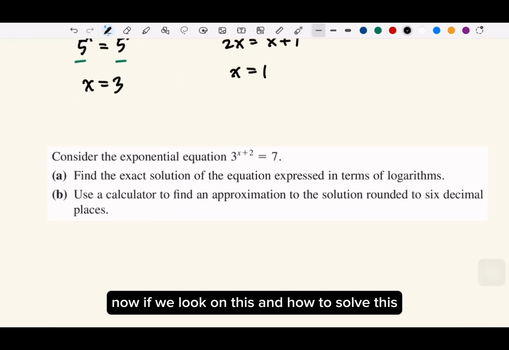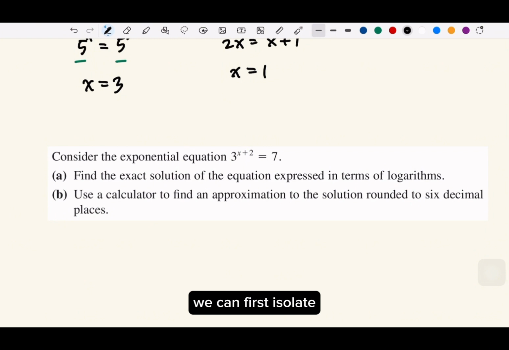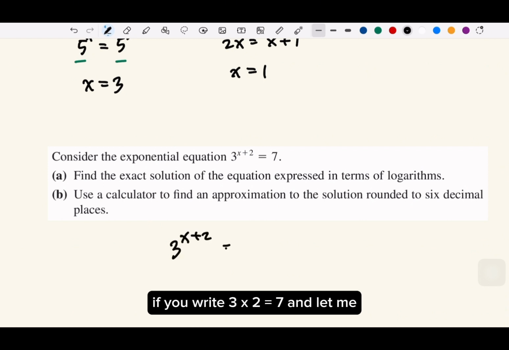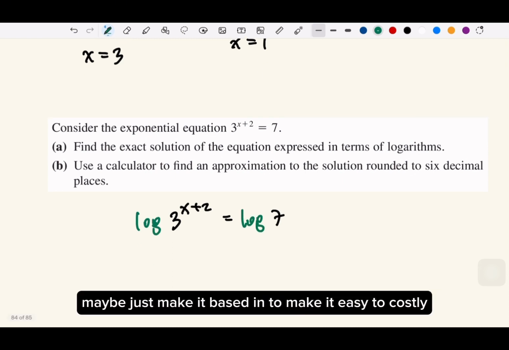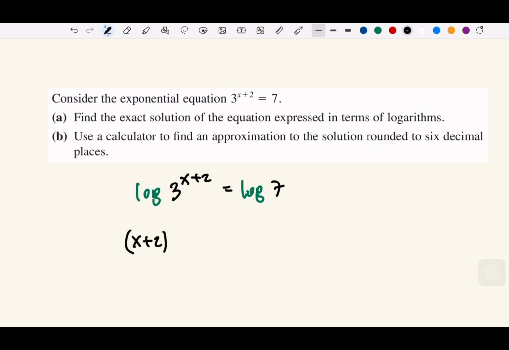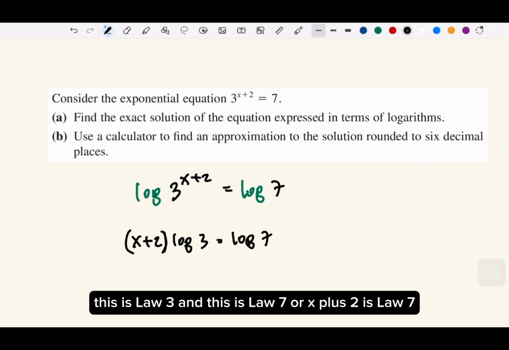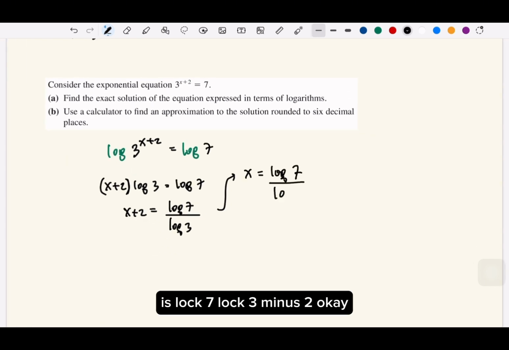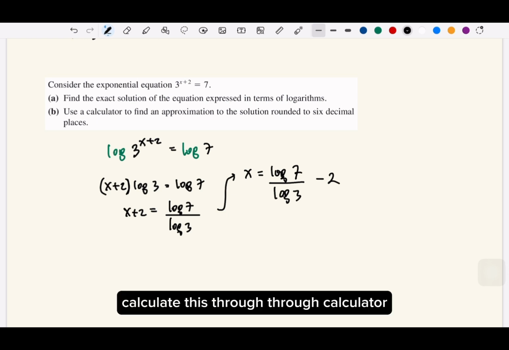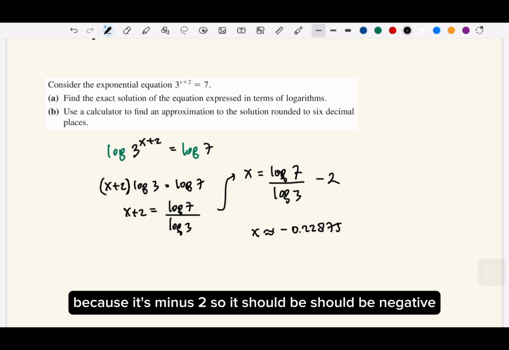Now if we look at this and how to solve this, we can first isolate and take log. I think that will be very reasonable. So for example, if we write 3 to the power of x plus 2 equals 7, let me write with some distance and take log of both sides. Maybe just make it base 10 to make it easy to calculate. So x plus 2 comes down here. This is log 3 and this is log 7, so x plus 2 is log 7 over log 3. So x is log 7 over log 3 minus 2. Basically you could calculate this through a calculator. We can find the approximation for x is maybe around negative, because it's minus 2, so it should be negative.